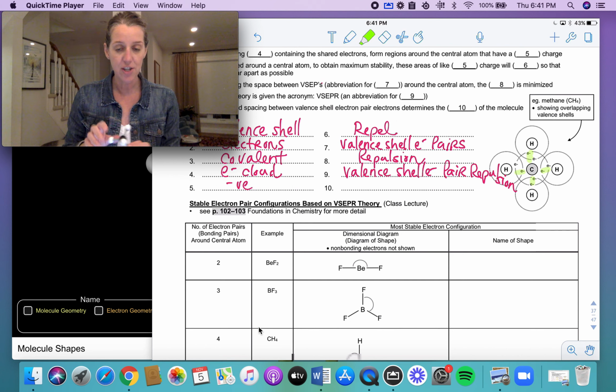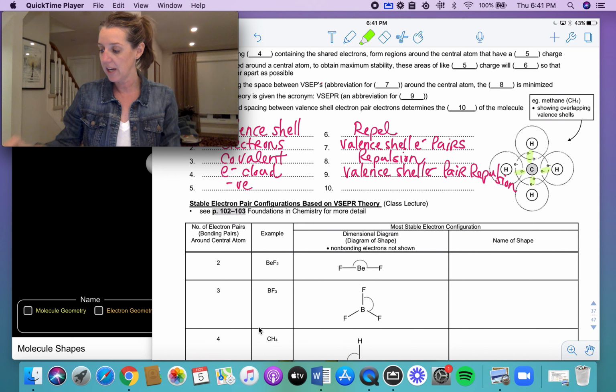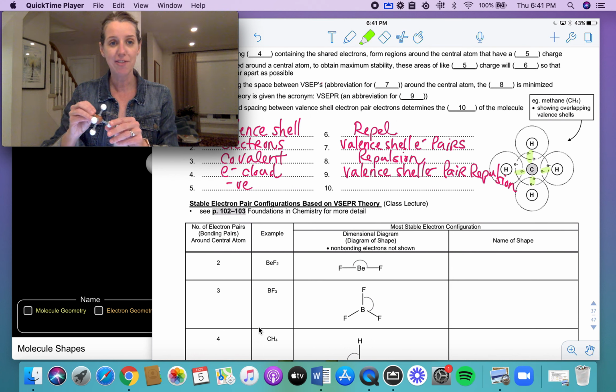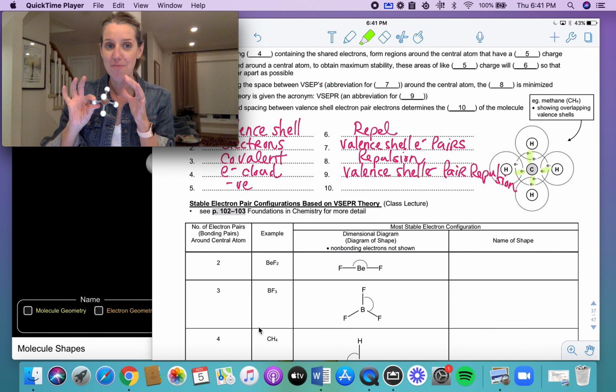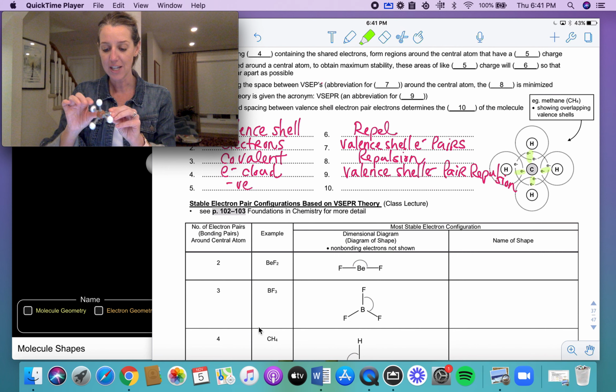I'm going to show you how to do that, and you're going to be doing some building on your own. If you have a molecule kit, you're lucky. If you don't, you're going to have to find yourself something at home in your kitchen maybe where you can build molecules. Do you have pom-poms? Do you have marshmallows? Do you have gumdrops and toothpicks?